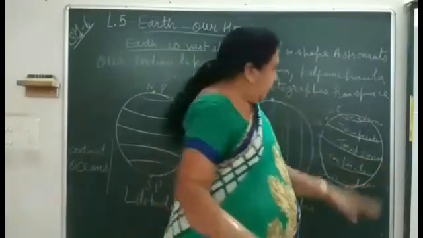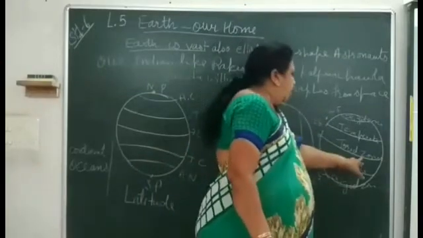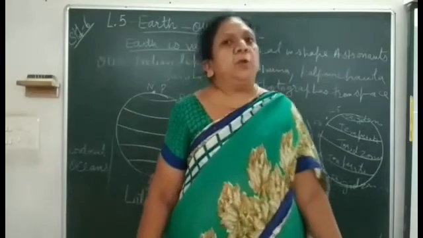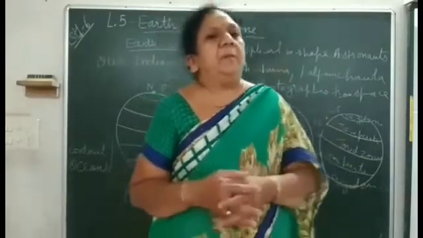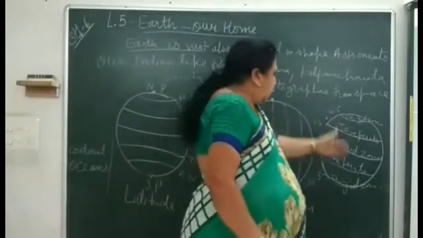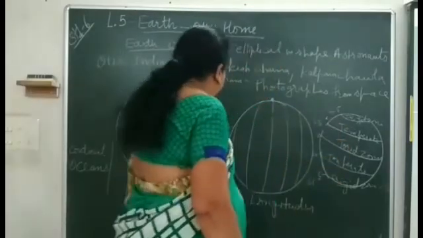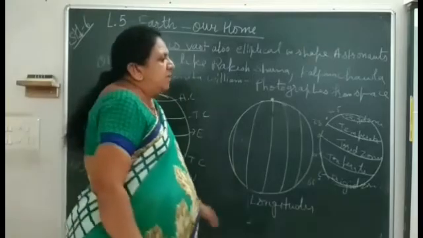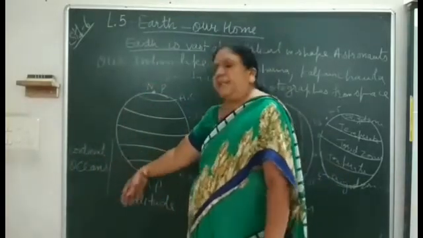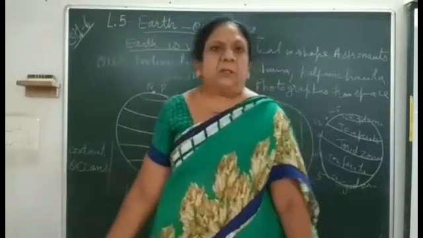There are ice sheets. Torrid means very high temperature. Temperate means neither too cold nor too hot. Summers are very hot and winters are very cold. So these are very important. And on this basis, we have 7 continents and 5 oceans.